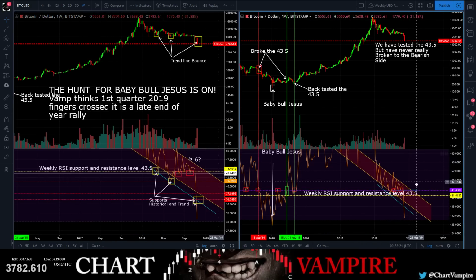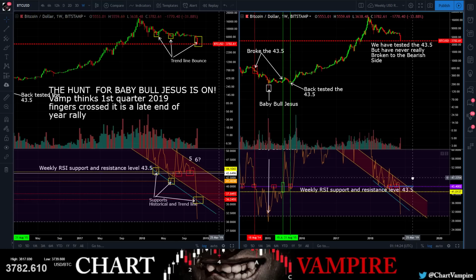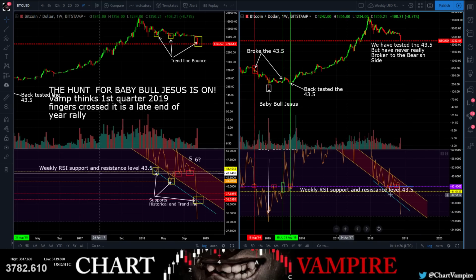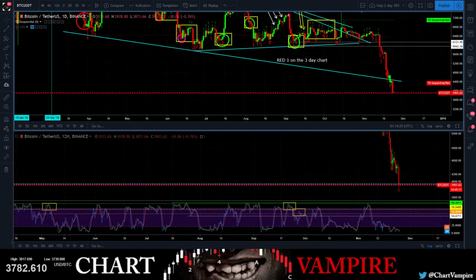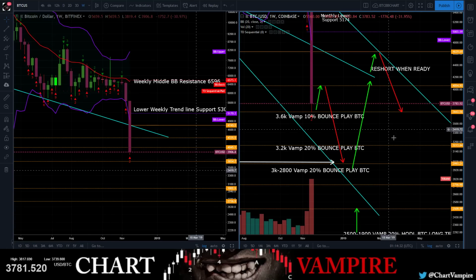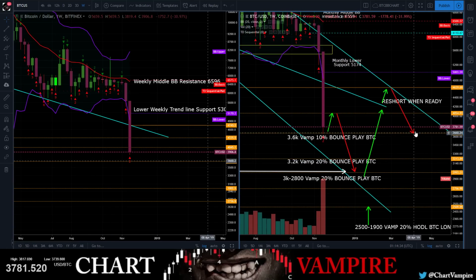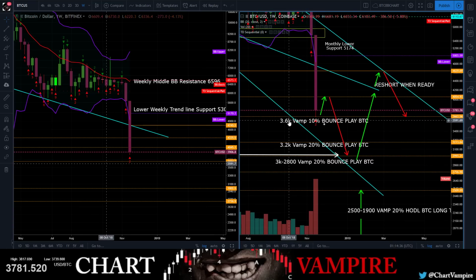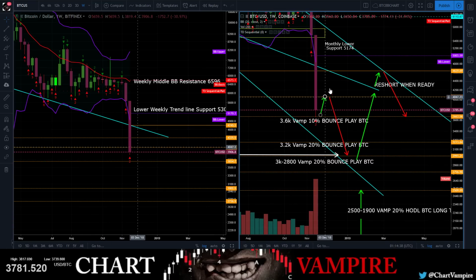I can't even make a trend line here. There's just no way to make a trend line to support that at all. It's just an absolute fall, just a fall from grace. All right, nothing. And there you go. This is my, so I had this 3,600 as a bounce play to dink off in there.